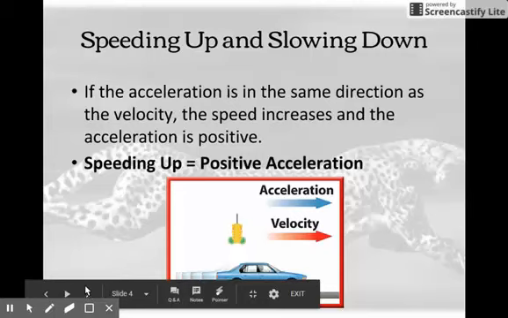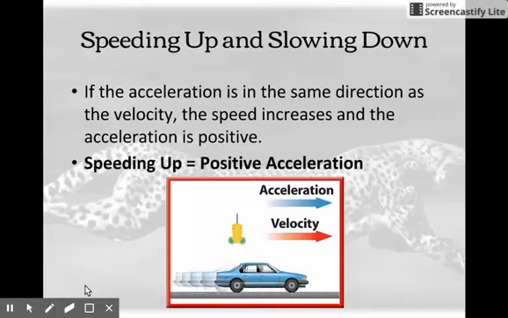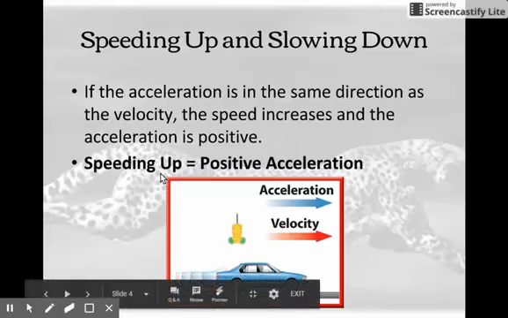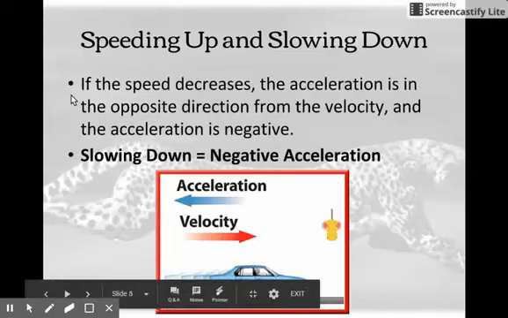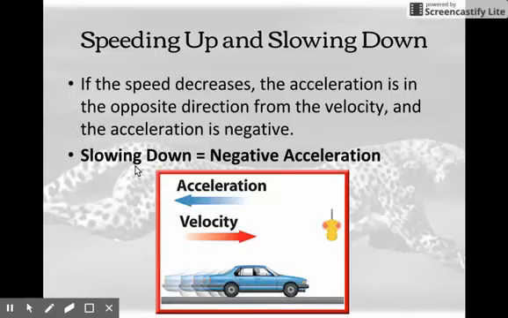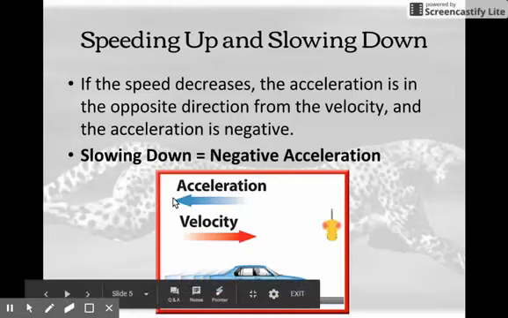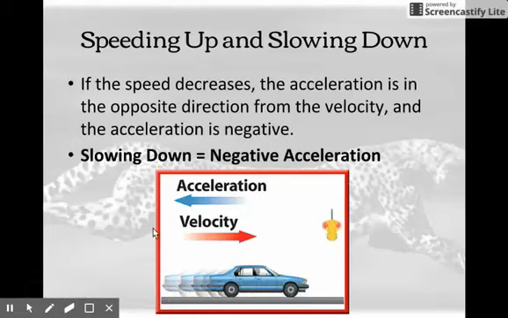So acceleration in the same direction as velocity, the speed is going to increase and you're going to have a positive acceleration. So if you're speeding up, you have a positive acceleration. If we're going in the opposite direction, so we're slowing down, our speed is decreasing, we're going to have a negative acceleration. So here, velocity and acceleration are in opposite directions.